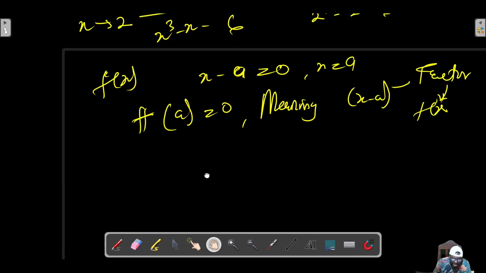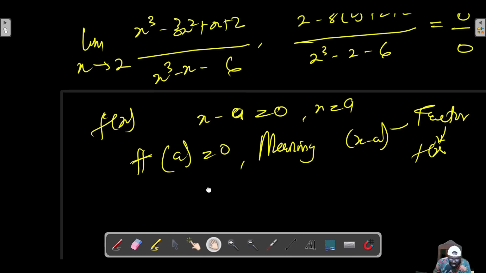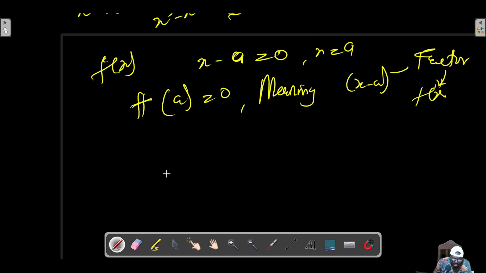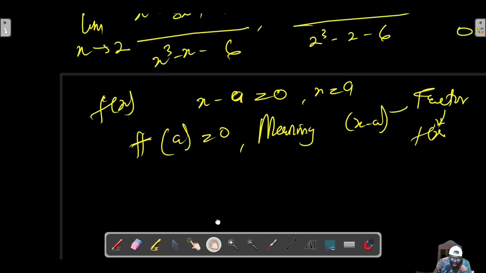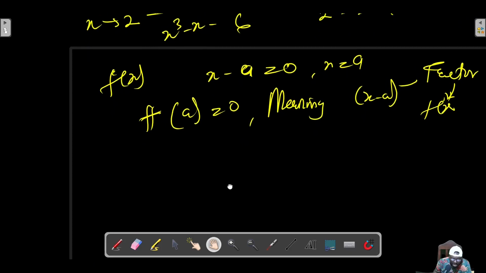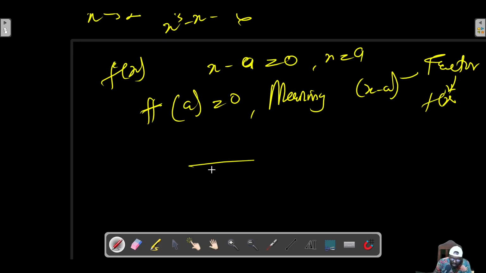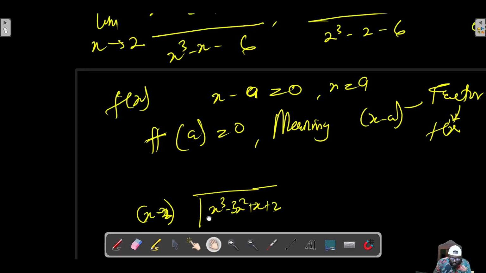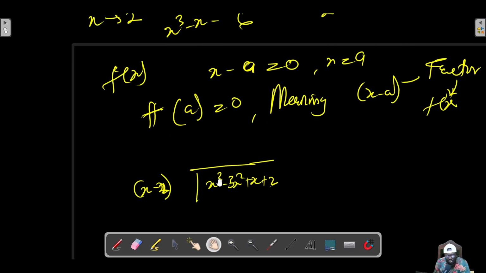So that's what we are coming to do. This is high school mathematics. Now, so we do our long division. For the expression x cubed minus 3x squared plus x plus 2, we have x cubed minus 3x squared plus x plus 2. Then our divisor is x minus 2. Now, it is simple. We already know this.